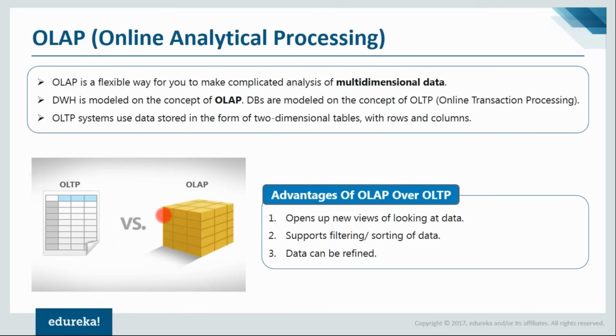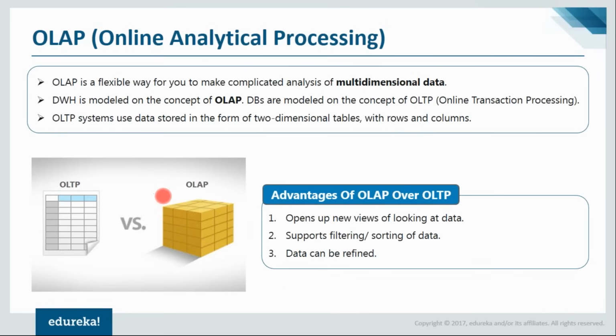So you have OLTP on one side and OLAP on the other side. As you can see in this line, it says OLTP systems use data stored in the form of two-dimensional tables. An example of this would be any Excel sheet, where you will have your rows and columns and your data stored over here. This is your OLTP system, and you can run queries on it. But the difference with OLAP is that data is stored in the form of OLAP cubes.